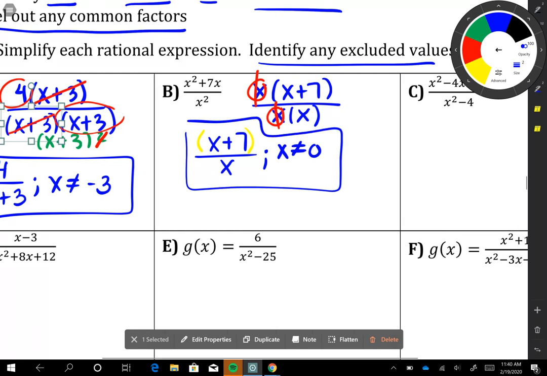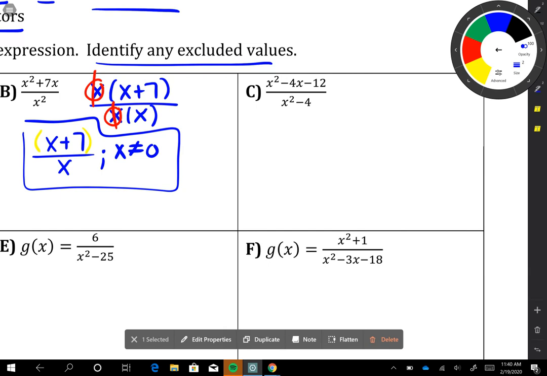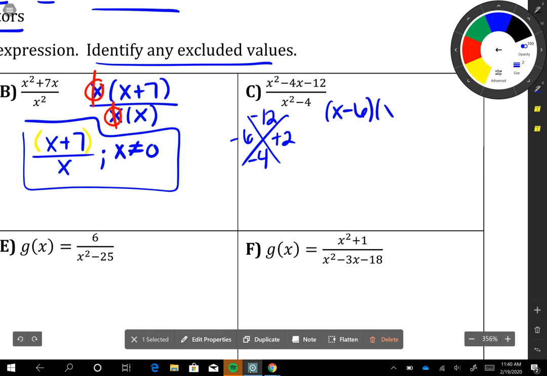And we're just going to end with letter C, and we'll save the other 3 for class. I have x squared minus 4x minus 12 divided by x squared minus 4. Factoring this trinomial, asking myself what will multiply to -12 and have a sum of -4. That would be a -2 and a positive 6. So that's x. Oh my golly, -6 and a positive 2. I'm sorry, I said the wrong thing and wrote the right thing. There we go. X minus 6 times x plus 2.